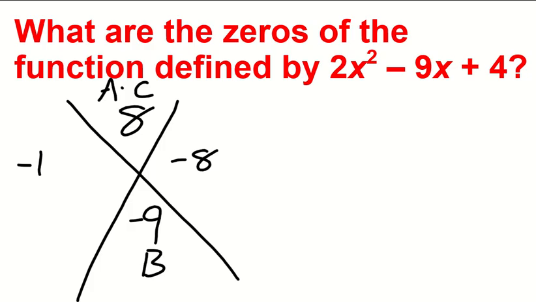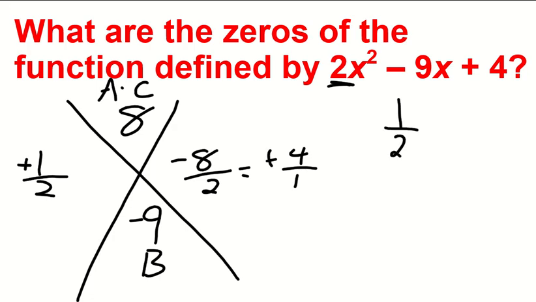We got to divide by our A. So whenever we have an A coefficient, we got to divide by that. And then we're going to simplify on the ones that we can. So when I simplify there, 2 goes into both of those. So zeros, when we have zeros, we change the signs. So my zeros would be 1/2 and 4.